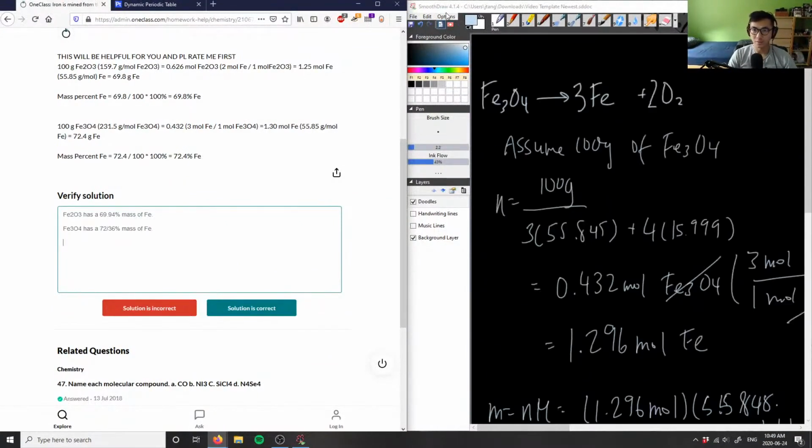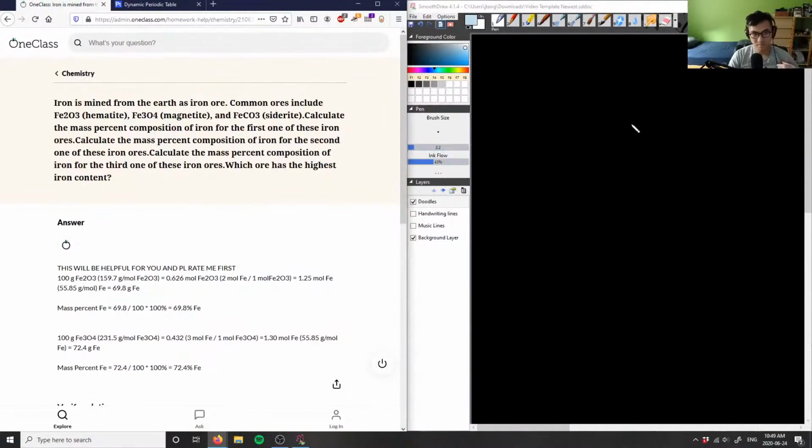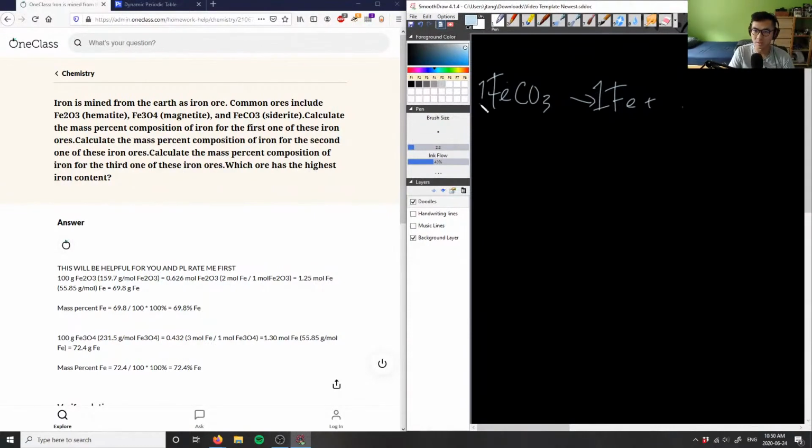And then finally, what we can do is do the last one here. Very, very tedious, this question, but we almost got it. So we have FeCO3. And again, you can think of this as decomposing to Fe plus either CO3 or CO2, but we don't really care about the carbonate here. And in this case, we can see that this is a 1-to-1 ratio. So you don't have to worry about converting the mole ratio here. So again, we're assuming 100 grams of FeCO3.